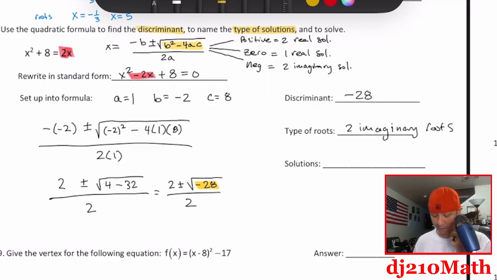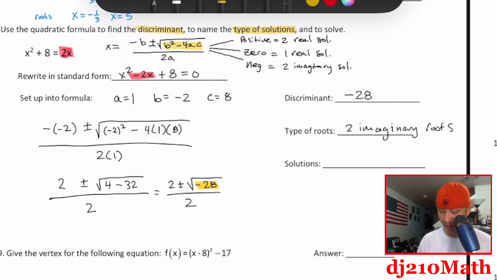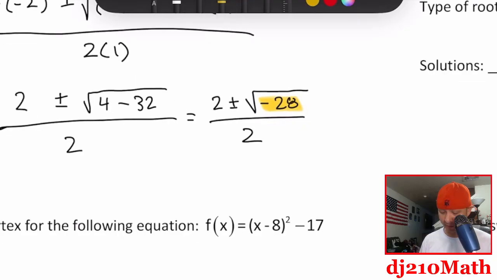And finally, what are the solutions? Okay, well, technically we're at the solution. 2 plus or minus the square root of negative 28 over 2, right? At the end of the day, that's the solution. But that probably won't match any answer that you're looking for, and there's no way to put this into a calculator because it has an imaginary number in it. So let's simplify this one more time.